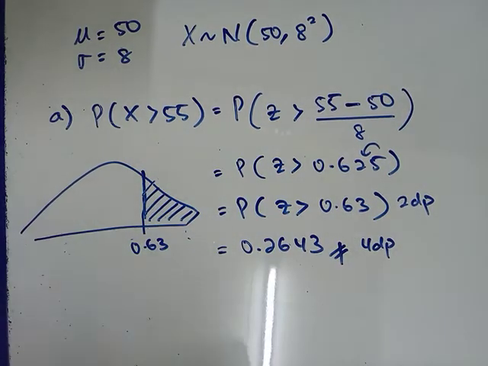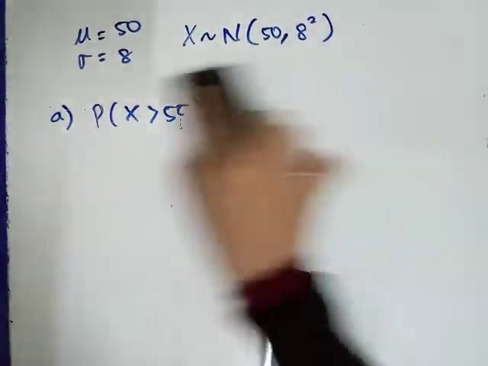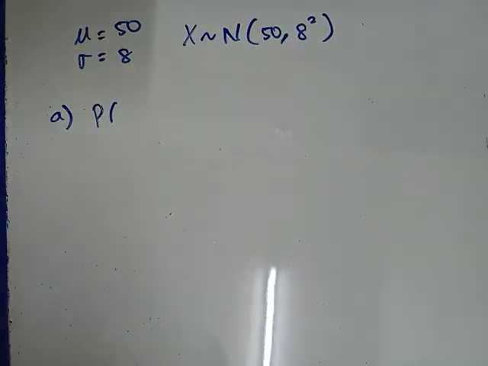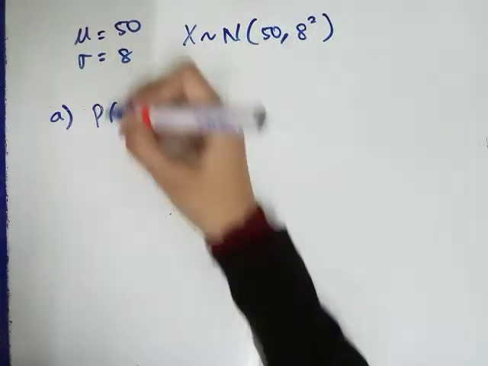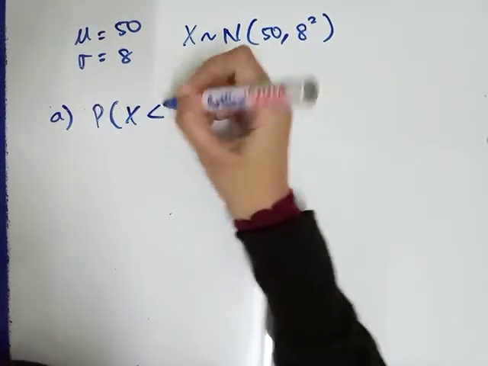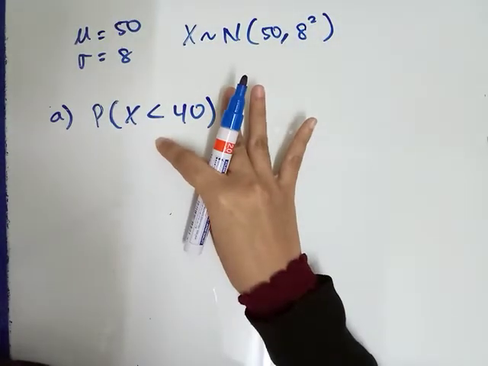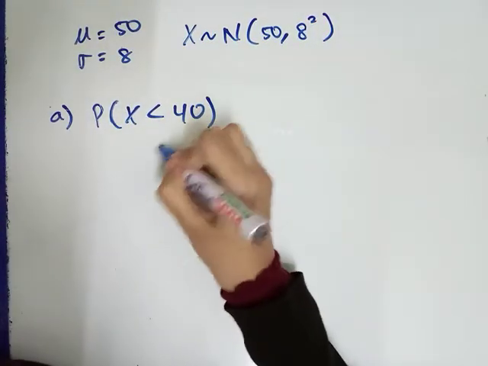Okay, look at for B. B tu minta apa? When X is less than 40. Okay, probability. So, we need to find the probability X less than 40. Okay, equal sign is not important. So, up to you. Awak nak tulis less than or less than equal, up to you.